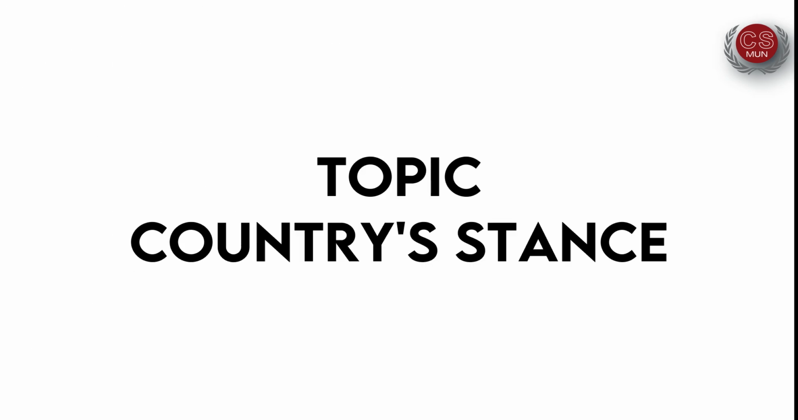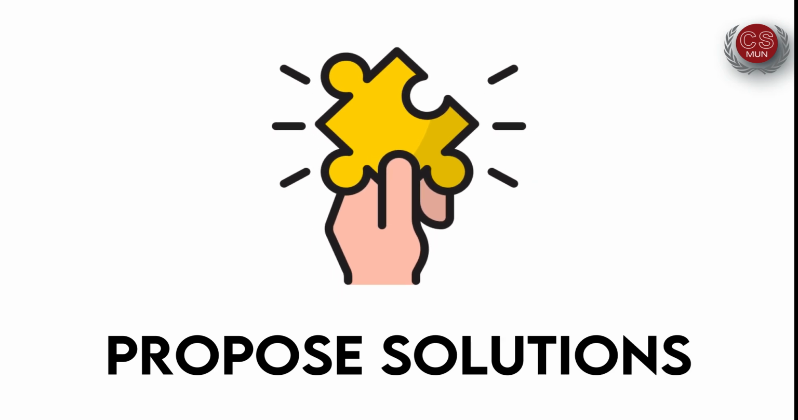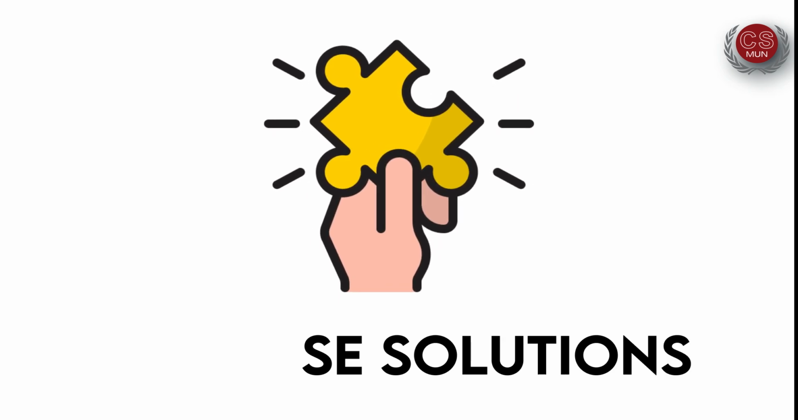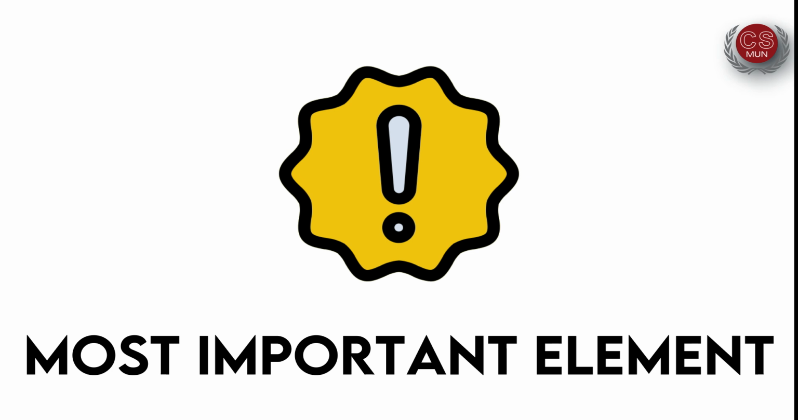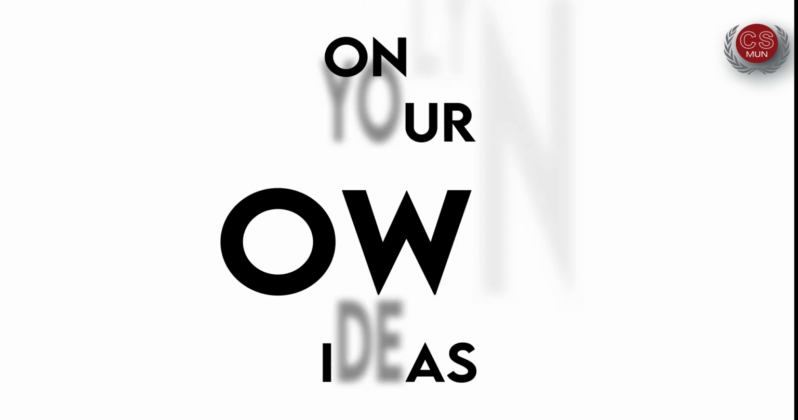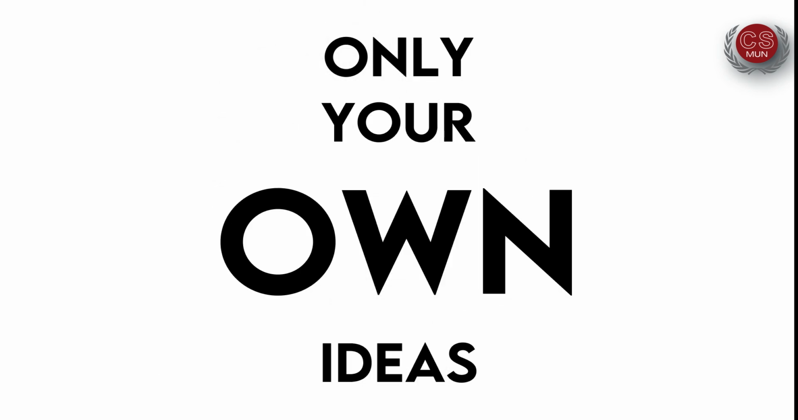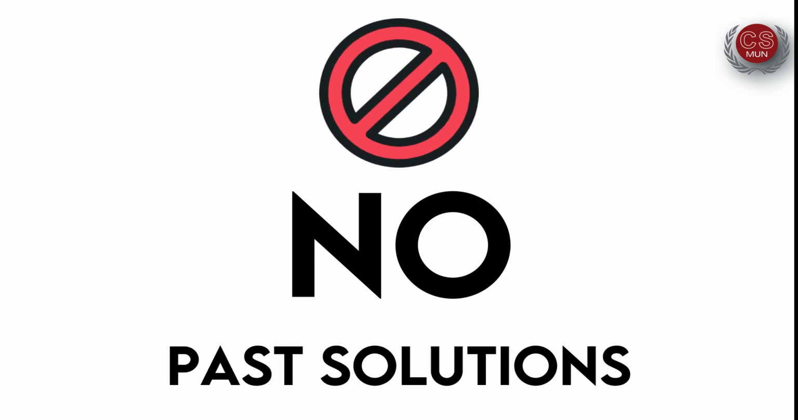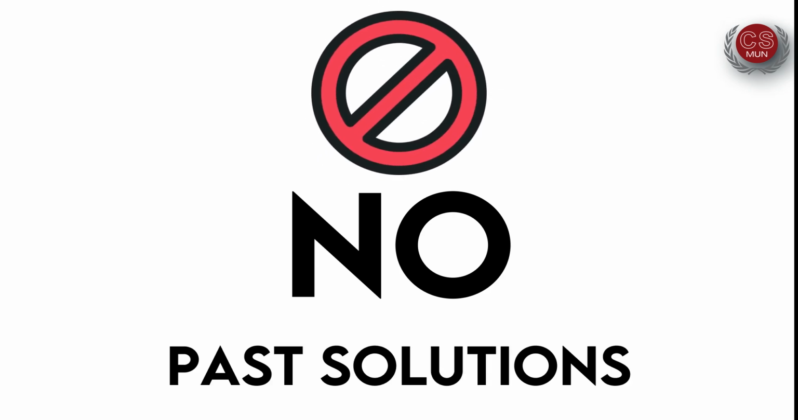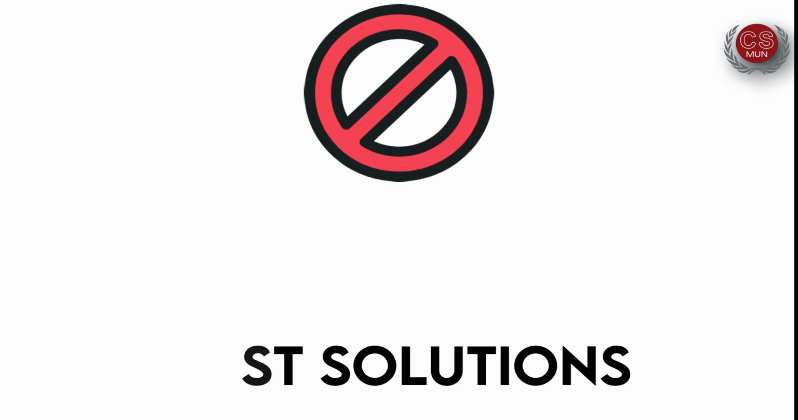Moving on, once you have made your topic and your country's stance clear, you can start proposing solutions in the conclusion of this document. This is the most important element in the position paper. Solutions proposed should only contain your own ideas. Previously implemented or suggested solutions must not be lifted from the internet and included.